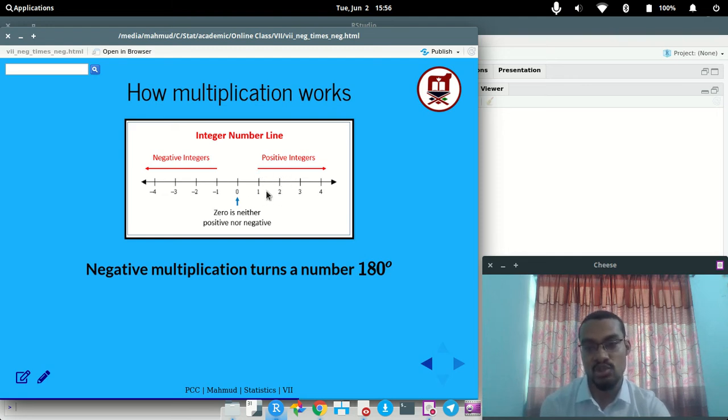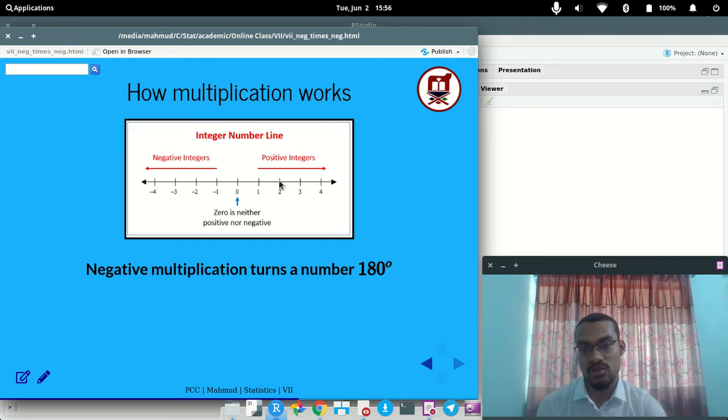If we multiply 2 by 2, we start with 2, so initially we are here. After multiplying by 2, we are here. So multiplication stretches the number line. And what about negative multiplication? Actually, negative multiplication turns a number 180 degrees. So let's start with 2. Now if we multiply by negative 1, that is minus 1, we will be here.